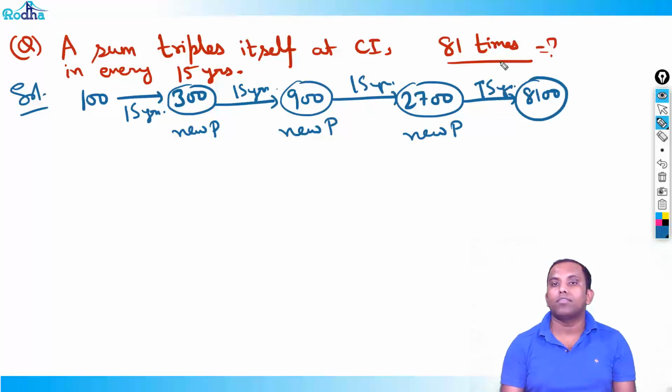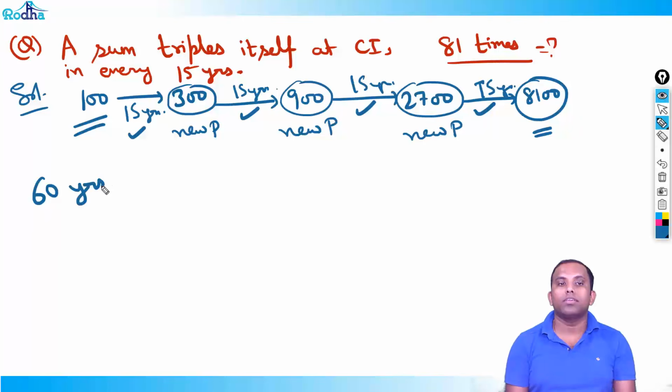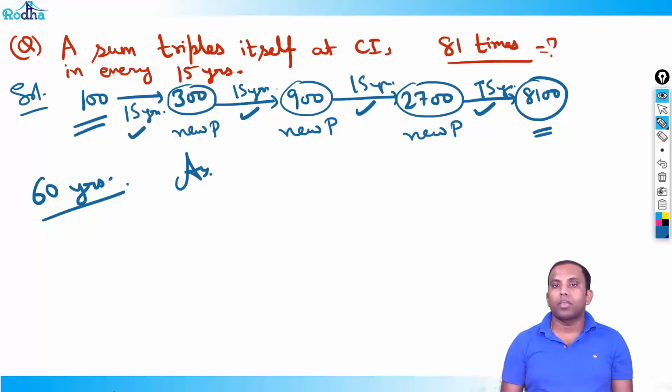So this is 81 times, right? 100 becomes 8100, 81 times of itself. In how many years? 15 plus 15, 30, plus 15, 45, plus 15, 60. So 60 years is the answer for this question.